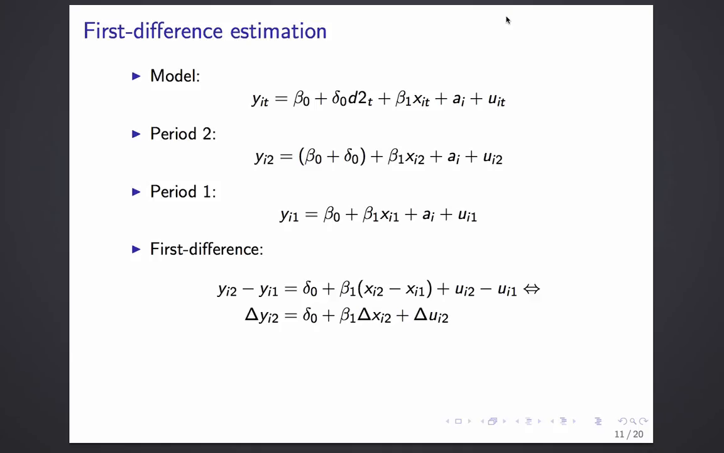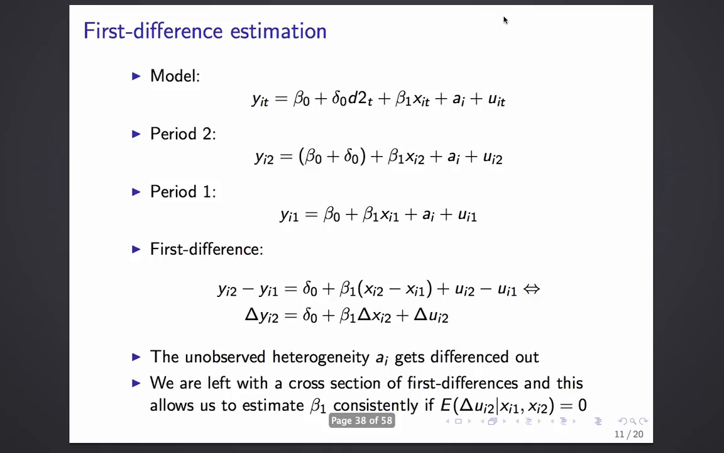And in this equation, we still have an error term. And the error term is just the first difference between the idiosyncratic error in the two time periods. So if we think that the endogeneity issue is caused by AI, the unobserved heterogeneity, the good news is that it's been differenced away. And what we're left with is now a cross-section of first differences. That is, we go from 2 times n observations to only n observations after computing all the first differences.